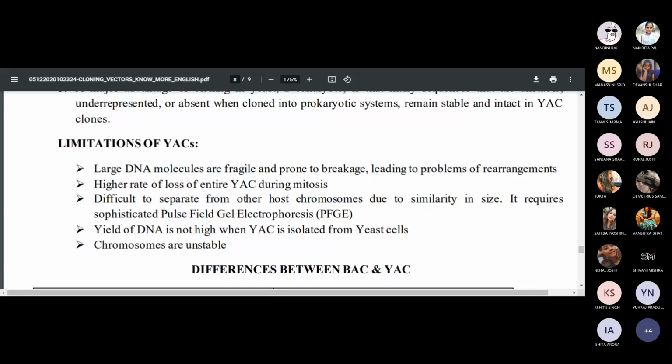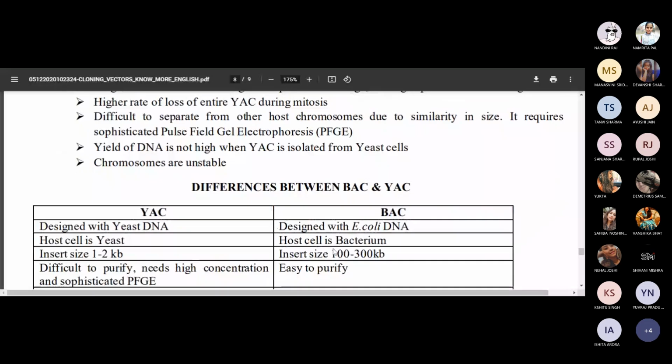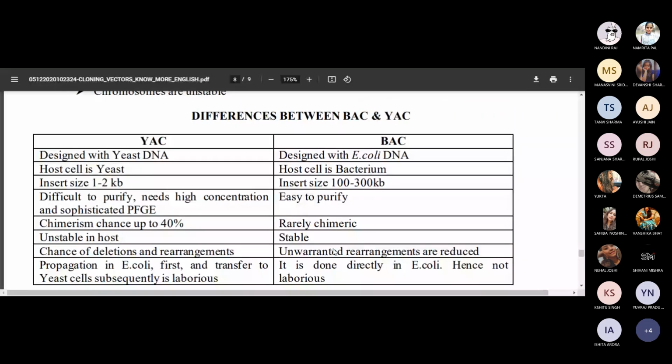Yield of DNA is not going to be high because the copy number of the YAC is 1. So you need a large amount of cells to isolate a good amount of your YAC. Chromosomes are also unstable, so it becomes difficult to handle. Some problems you are resolving, but others are going to be generated.